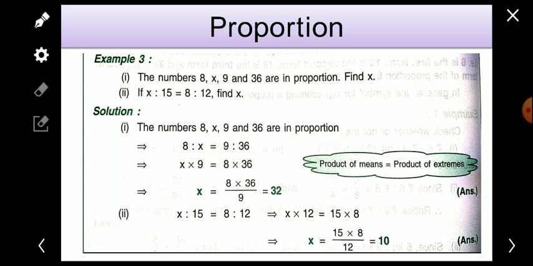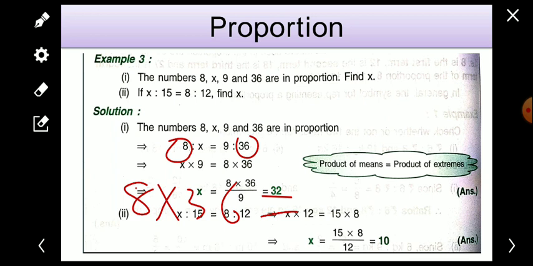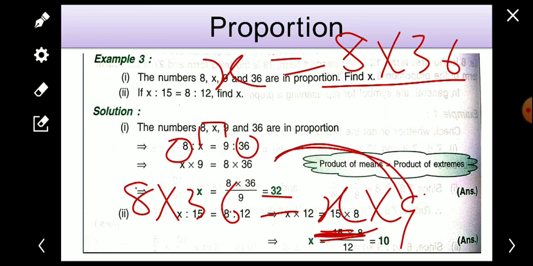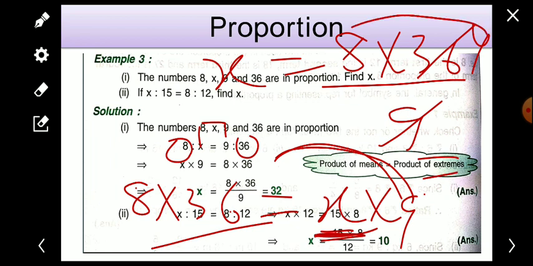It means that the product of the extreme terms should be equal to the product of the means. If they form a proportion, then the product of extremes, 8 into 36, should be equal to the product of means, x into 9. We have to find the value of x. So 9 will be shifted this side, and it will be in division. So x is equal to 8 into 36 by 9. 36 divided by 9 is 4, so x is equal to 8 into 4, which is 32.